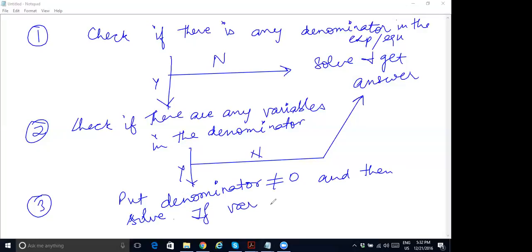If the variable is making the denominator 0, then reject. And this has to be done for every single question on GMAT. Wherever there is an algebraic expression, you have to do this.